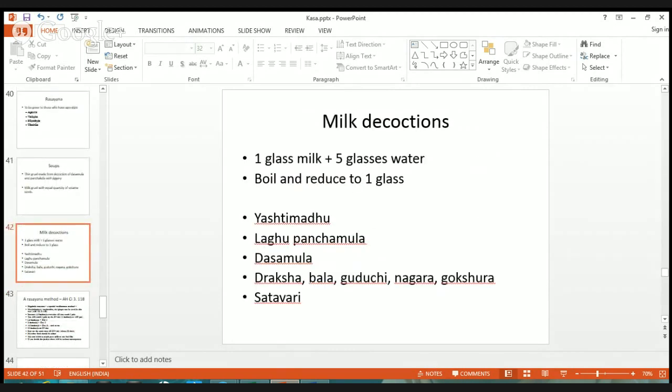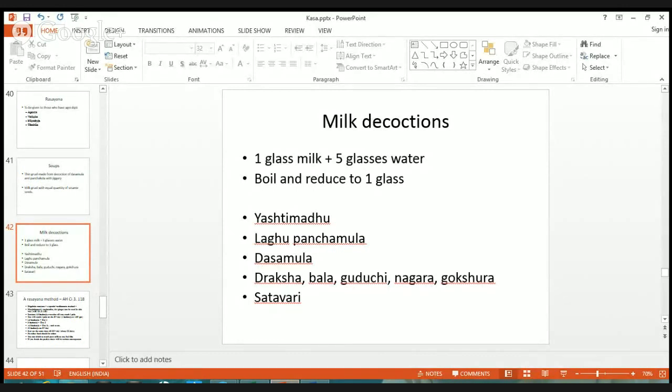The way we prepare milk decoction is by adding 1 glass of milk, 5 glasses of water, boil the milk and reduce it to 1 glass. So add the herbs. Different herbs can be chosen according to whether it is a vata-pitta or vata-kapha associated pathology, as we discussed earlier. These are some examples of herbs which can be used.